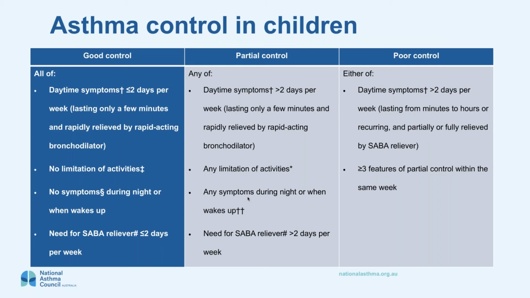So a child who is well controlled should have all of the following: daytime symptoms 2 or less days a week, no limitation of their activities, no symptoms during the night or when waking up, and they only need their reliever less than 2 days a week, hopefully not even that much. If they're only partially controlled, they might have any of the following. They might have daytime symptoms greater than 2 days a week. They may have some limitation of activities, any symptoms during night or when waking up, and the need for reliever medication more than 2 days a week. And with poor control, it's either of the following. So daytime symptoms more than 2 days a week and greater than 3 features of partial control within the same week. So you're looking back to the partial control criteria there.